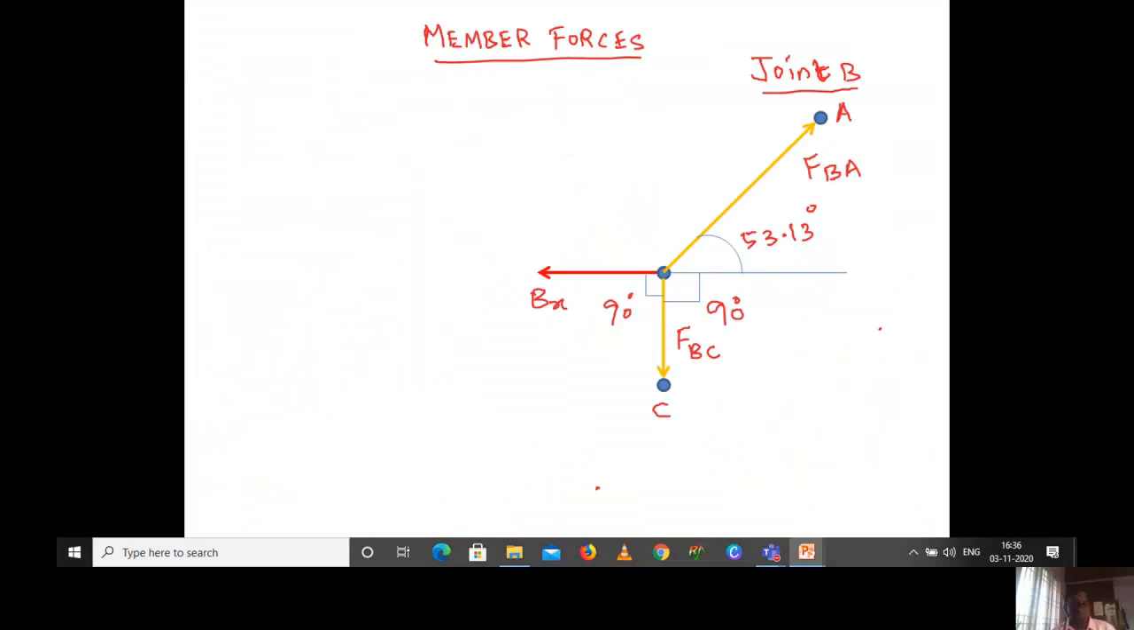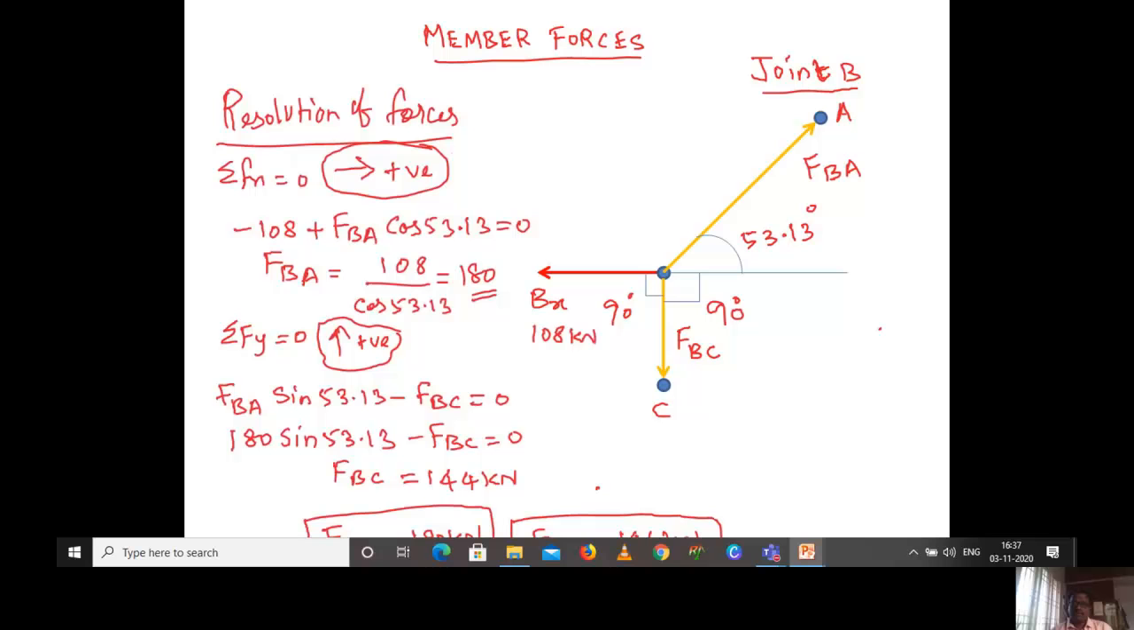Now I want to explain how to solve the same problem by using resolution of forces. I have taken the same diagram, and now we are going to solve using resolution of forces instead of Lamy's theorem. In the resolution of forces, as we said, the summation of horizontal forces is equal to 0. Bx is on the left hand side, so it will be minus 108, and then the FBA force along the horizontal will be FBA cos 53.13, equal to 0.